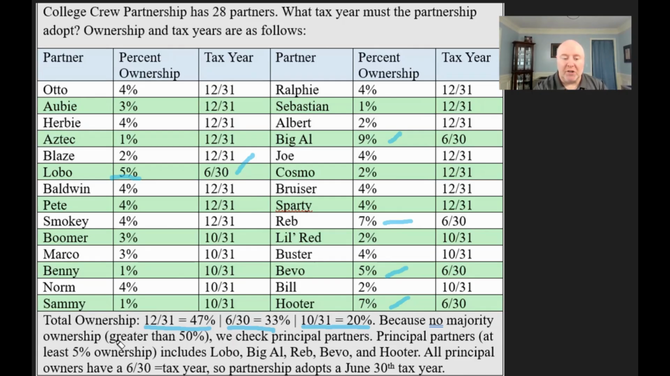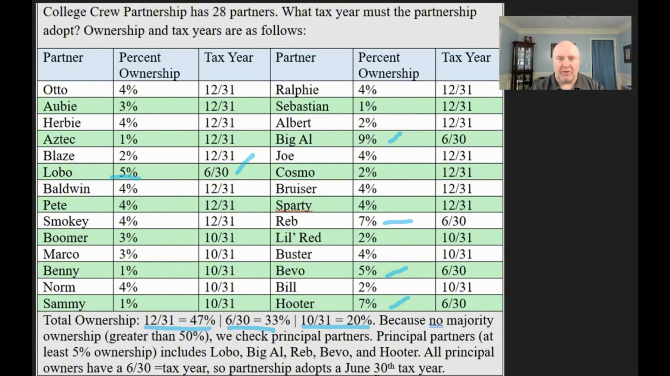Because no majority ownership greater than 50%, we check for principal partners. Principal partners, at least 5% ownership, includes those five that we just went through, or six, I guess it is, five, six, whatever it is. They all have June 30th. So our partnership must now adopt a June 30th tax year. So that's our required tax year. Now we're going to see in a bit that there are ways to get around the required tax year. There are a couple limited exceptions, but what we're focused on right now is our required tax year.